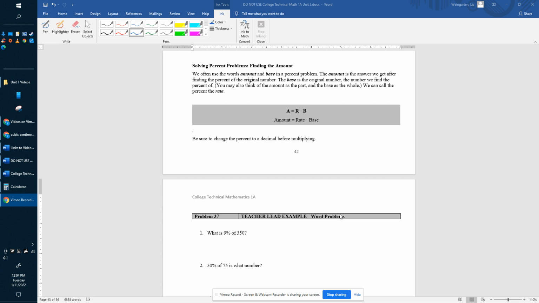What does that mean? Your rate is your percentage. If you prefer using the formula A equals P times B, where P is the percentage, that's fine too. You can write that in your notes if you want. A equals percent times base. So base is your original amount.